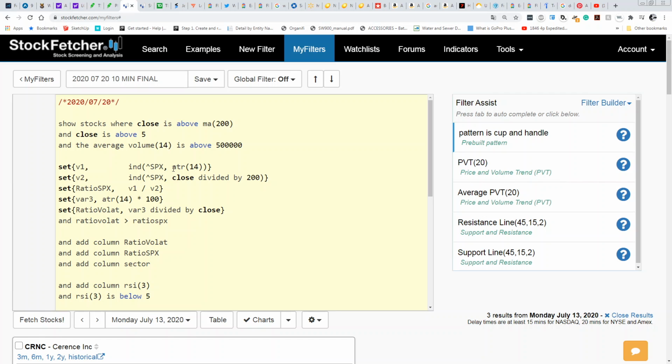So it calculates a 14 day average of the ATR. Oh, right here. But it's not the ATR of the stock that you're searching for. It's the ATR of the SPX, the S&P 500 list. These are like the best stocks there are. They are producing, they're good.